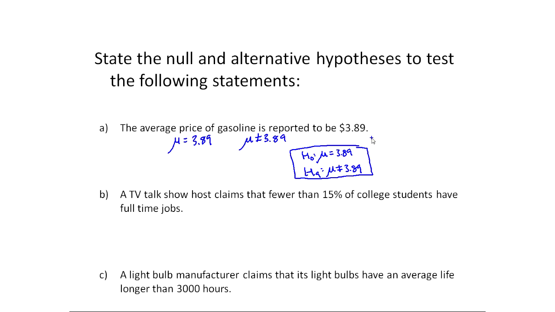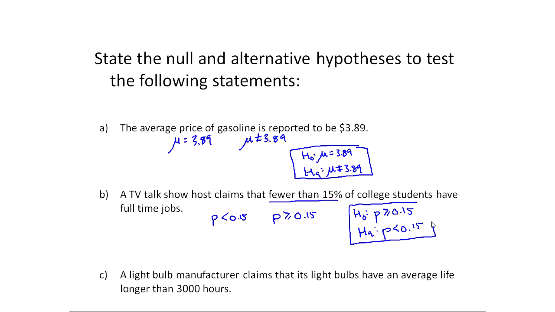Okay, let's take a look at part B. A TV talk show host claims that fewer than 15%. So this time we're talking about a percentage. So that would be P, or some textbooks use pi, is less than 0.15. So the complement to that would be that P is bigger than or equal to 0.15. All right, this has the equality statement, so that's H naught. So H naught, the null hypothesis, is that P is greater than or equal to 0.15. And HA is that P is less than 0.15.